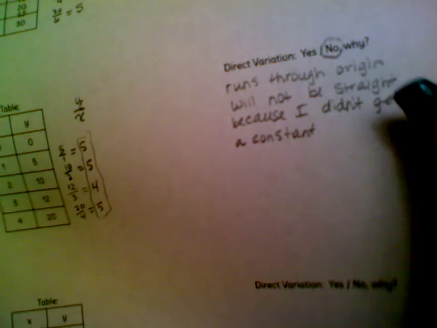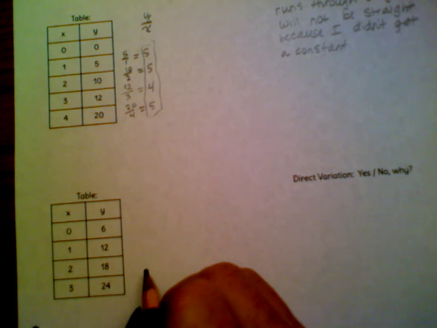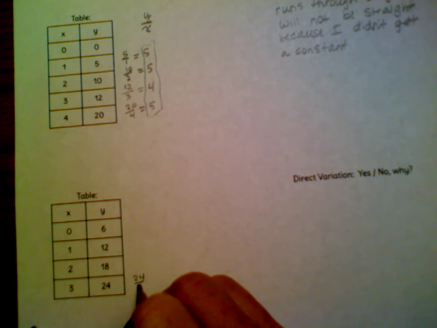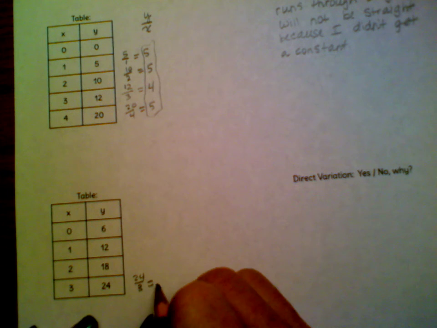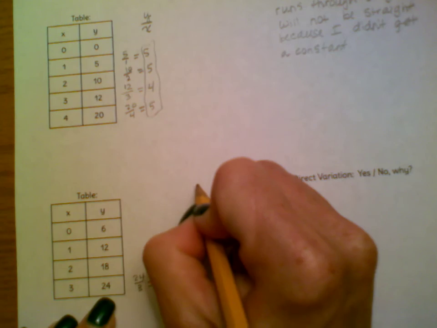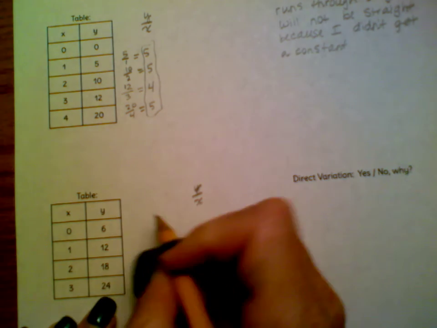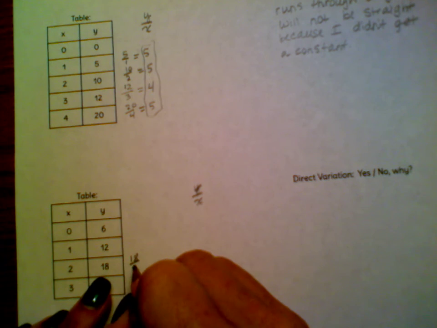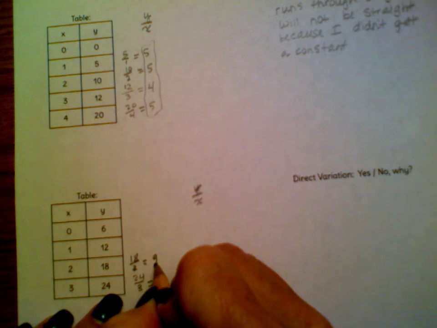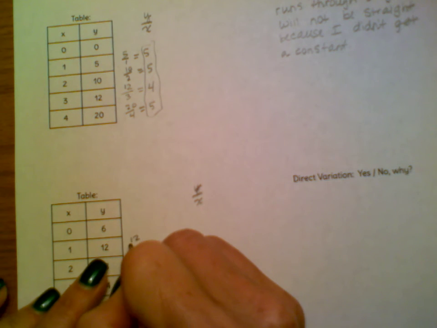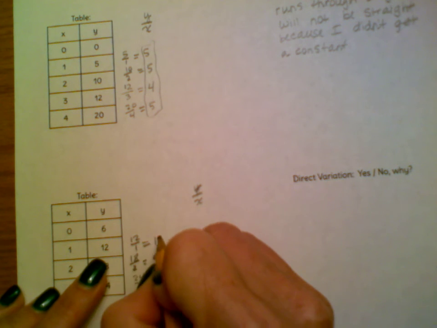Okay, so let's check this last one. So I'm going to look for my constant here. I'm going to start 24 divided by 3, y over x, is 8. 18 over 2 is 9. 12 over 1 is 12. Right away, I do not have a constant.